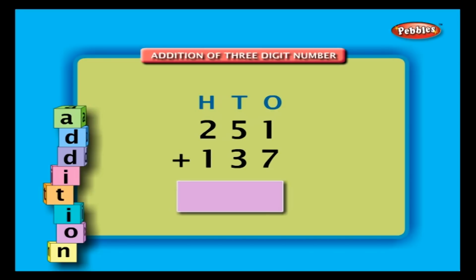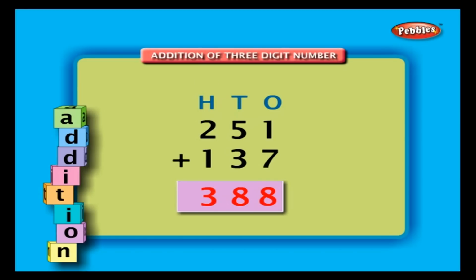Arrange the numbers in column. First add ones column. 1 plus 7 is equal to 8. Write 8 below the ones column. Next add tens column. 5 plus 3 is equal to 8. Write 8 below the tens column. Now add the hundreds column. 2 plus 1 is equal to 3. Write 3 below the hundreds column.